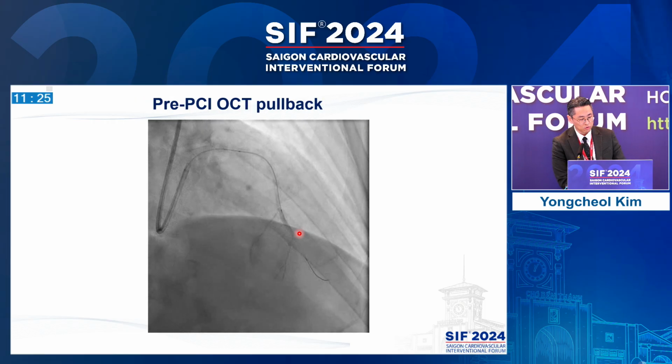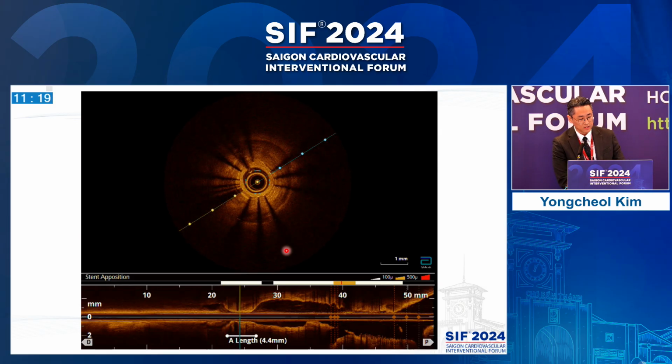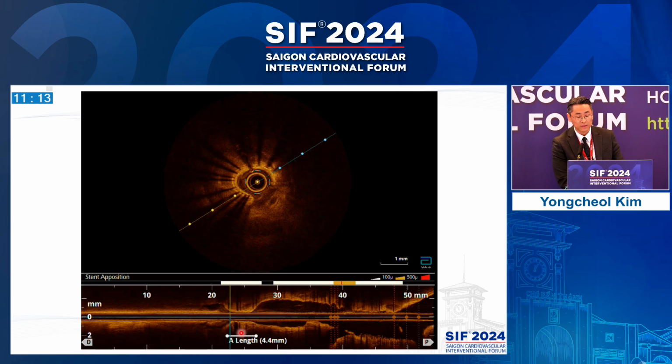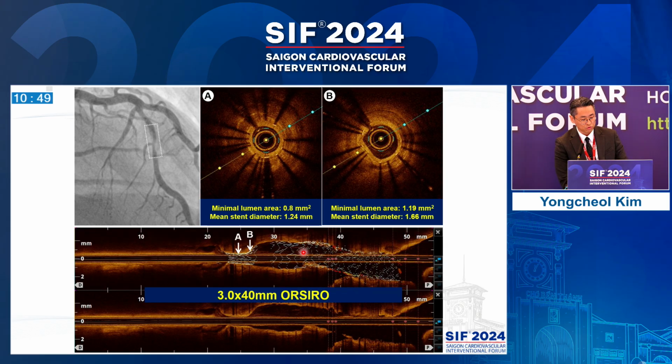Pre-PCI OCT pullback was done. It was difficult to see the distal segment of the stent, but we can see what's going on in the underexpanded stent area. OCT clearly showed that the mean stent diameter in the underexpanded stent area was between 1.24 millimeters and 1.66 millimeters, surrounded by 360 degrees of thick calcium. In addition, the 3D rendering image clearly demonstrated the underexpanded stent area, as you can see.